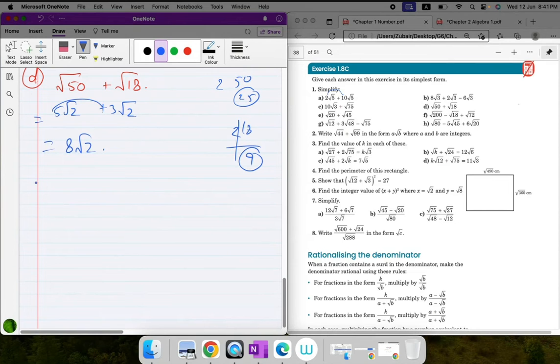Question 2 is the same. It is just giving that statement, give the answer in the form a square root b, just like this. Look at question number 3.